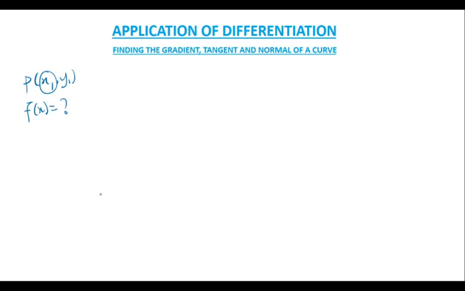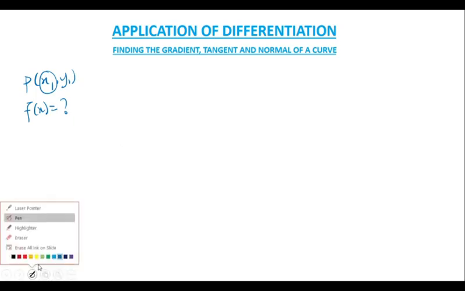What do I mean by this? Let's have a look at an example. Given that we have f(x) equal to (x squared plus 3) all squared, we have to find the gradient of the curve at the point x equal to half. First of all, we need to differentiate the function we have over here.